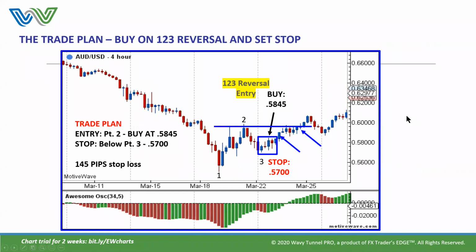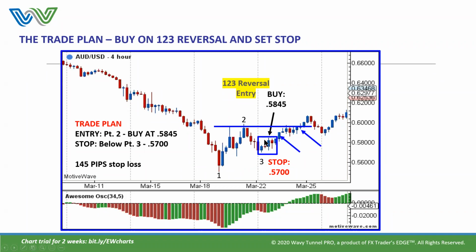On this example that we started out with on the Aussie dollar, now we're ready to define the trade plan. And we are going to enter over here. So we're talking about triggering the trade on the 1, 2, 3 reversal. We're entering over here, which is 58.45, and we're leaving our stop at 57. So the stop is below point 3.